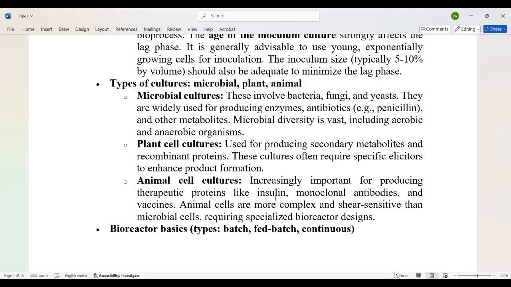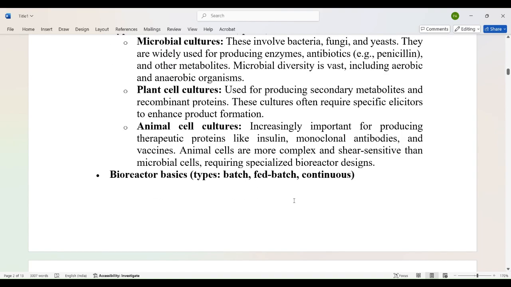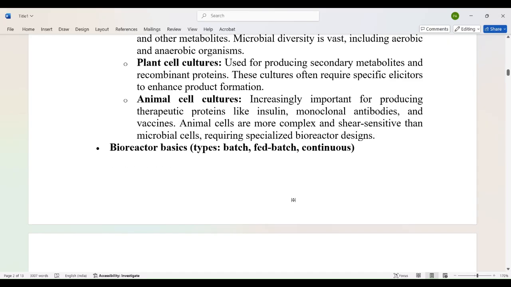Then plant cell cultures, which are used for the production of secondary metabolites and recombinant proteins. And what are the requirements of this culture? Simultaneously, animal cell cultures, which are very sensitive to handle, and have specific handling requirements, as well as particular bioreactor designs. All these factors need to be considered, right?